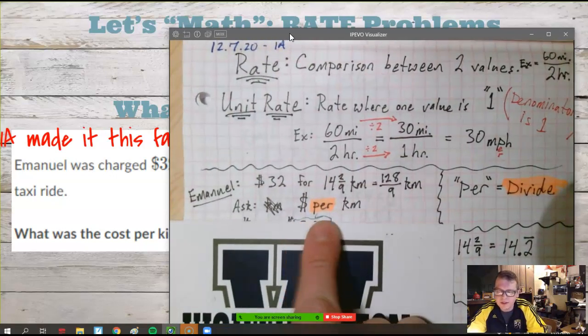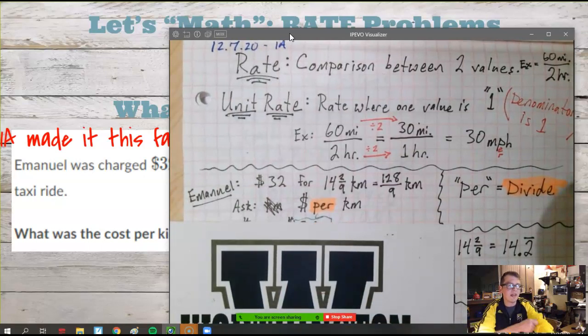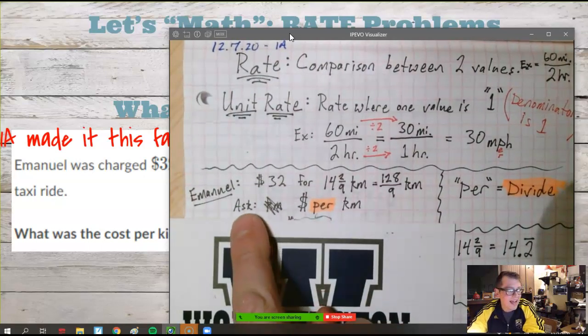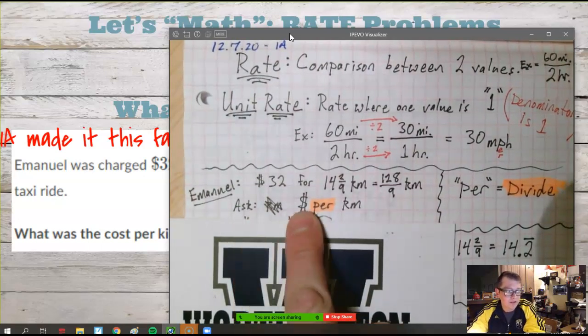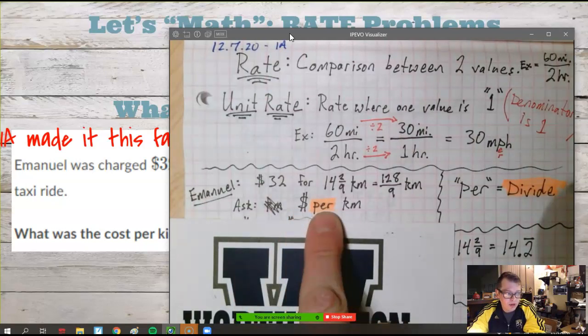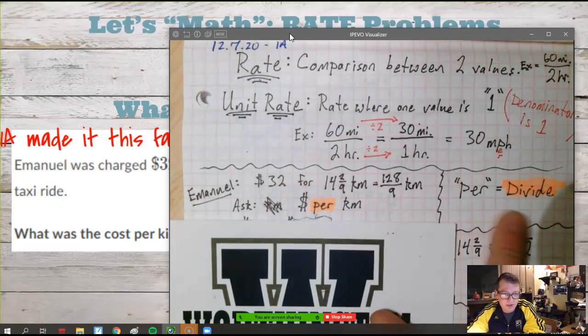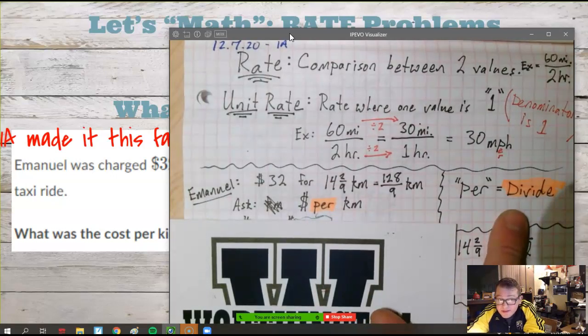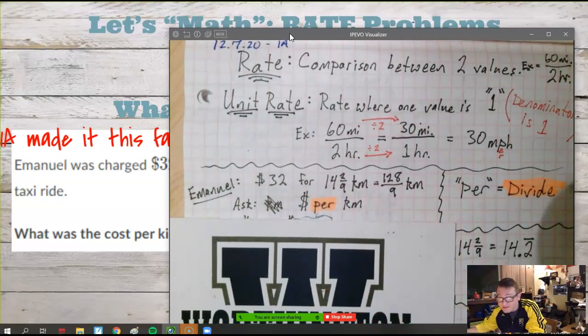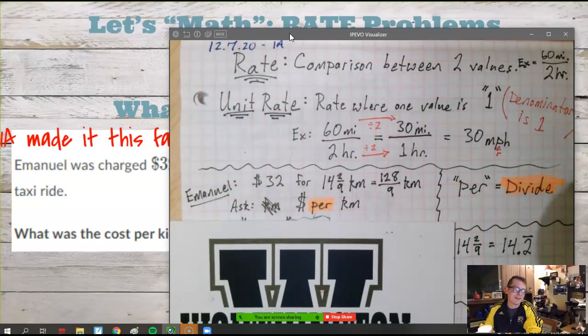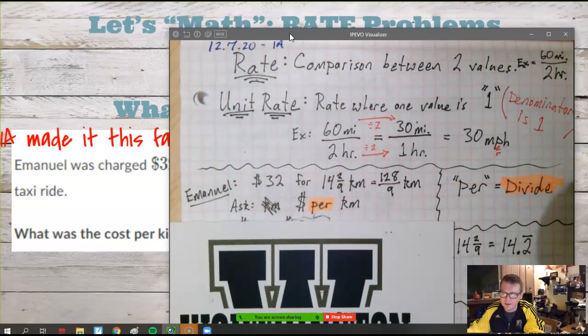So what I always write down first is what they asked for. They ask for dollars per kilometer. Per tells us to... Yeah. Thank you, Mia. I'm trying to give you a chance to unmute and talk.